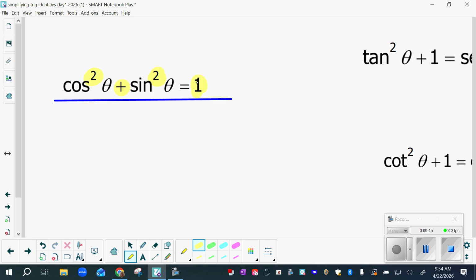Now, we can mess with this identity in 2 ways. The first way that we're going to mess with it is we're going to see if we can just get sine by itself. So we're going to say sine squared theta equals 1 minus cosine squared.